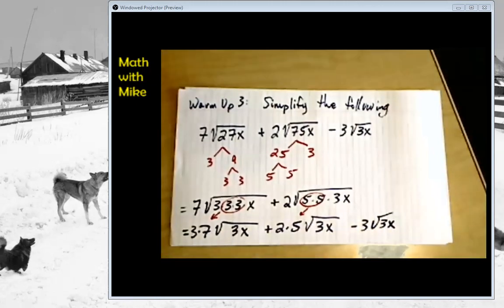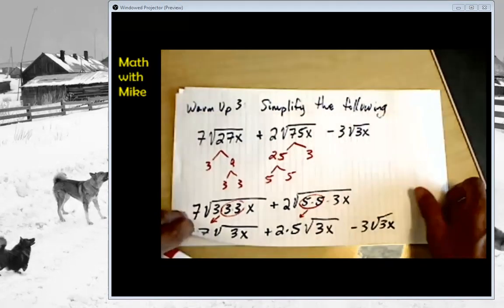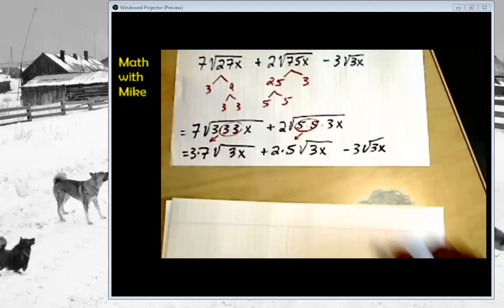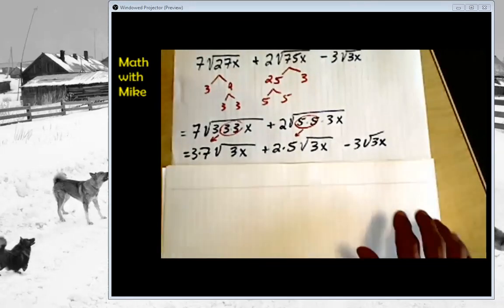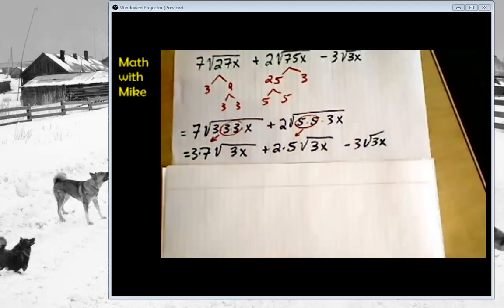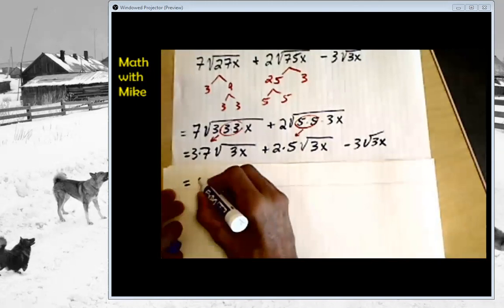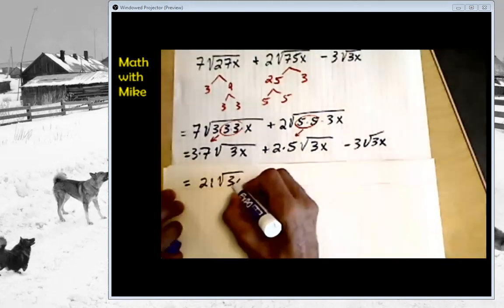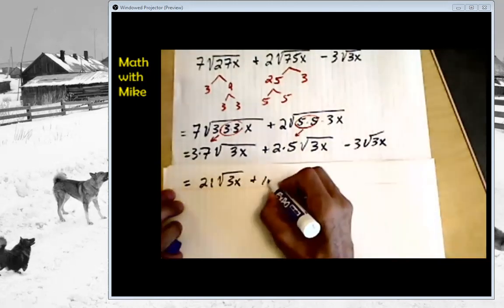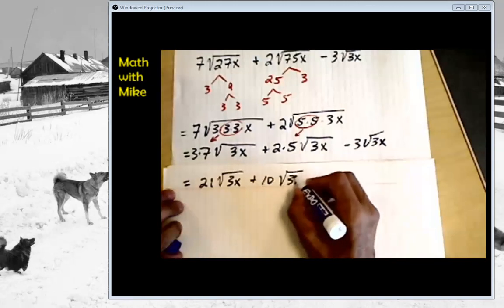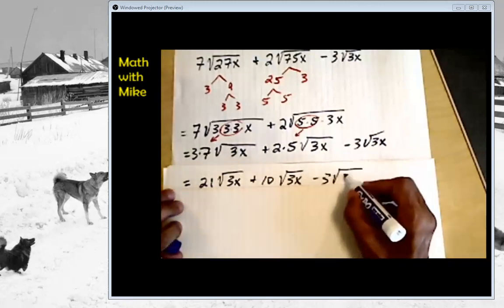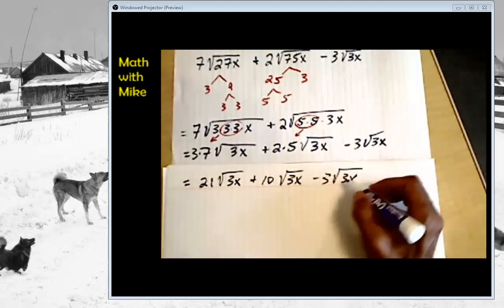Yeah. Okay, and so I gave this question just to remind you about these square roots, right? How to add and subtract them. So let's go on to the next page now. Next page will be 21 square root 3x plus 10 square root 3x and minus 3 square root 3x. Plus 10. And then just copying it down. Yep. It's like that.